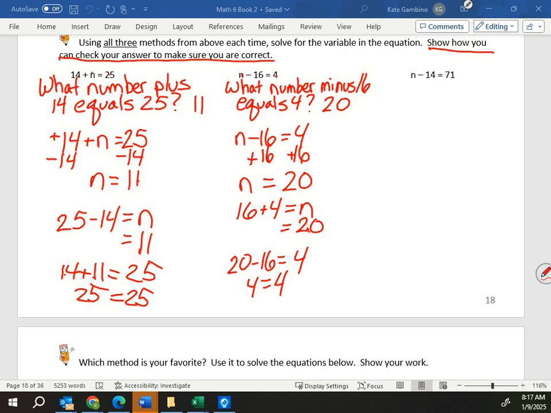Let's do our last one. What is our logic question for n minus 14 equals 71? Adeline. What number minus 14 equals 71? What number would that be, James? Not 85.